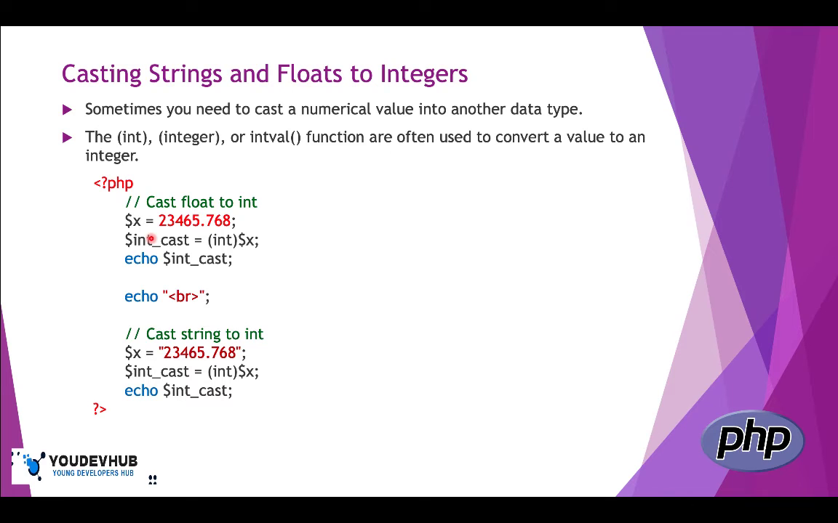Now we are coming to casting strings and floats to integers. Sometimes you need to cast a numerical value into another data type. The integer or intval functions are often used to convert a value to an integer. Let's say we have a value that is not an integer, or a value that is a string. We can use it to convert it to an integer. So if we have it this way, let's go ahead and see what it's going to look like.